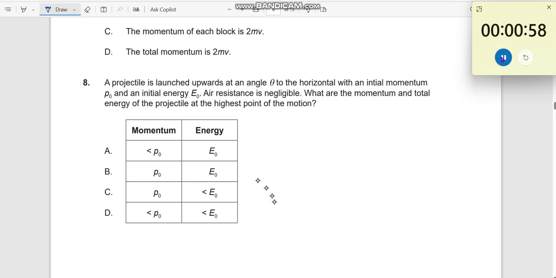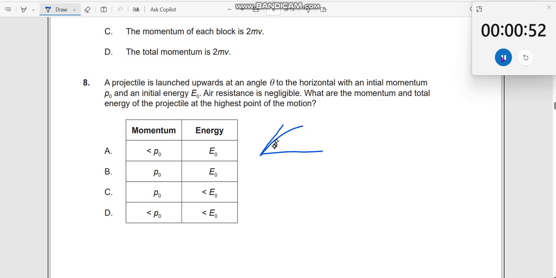Question number 8. A projectile is launched upwards at an angle theta. So you are launching a projectile like this at an angle theta. It goes like this and falls here. Right? And then with an initial momentum P. With an initial momentum P means what? Okay, mu is the momentum where u is the initial velocity like this.